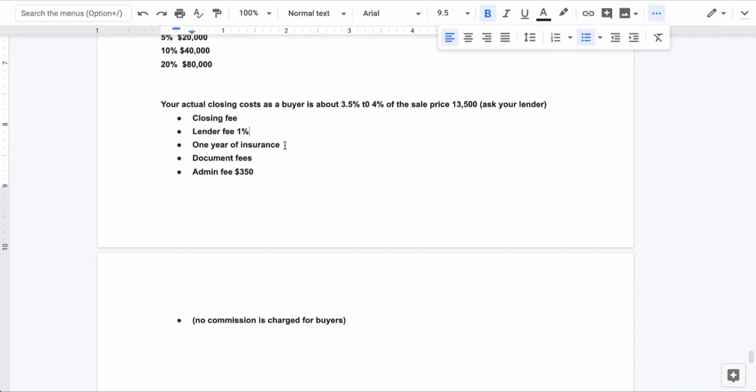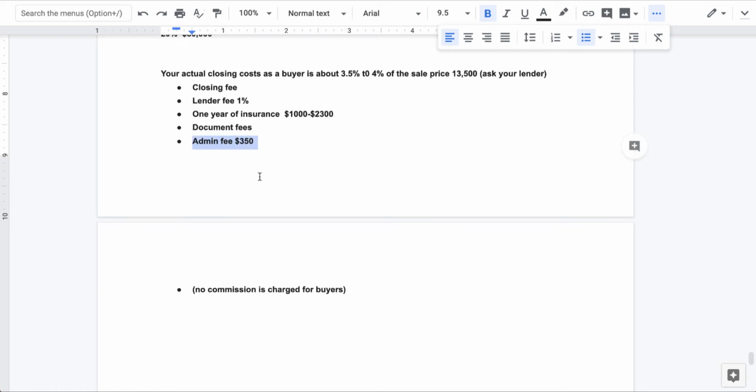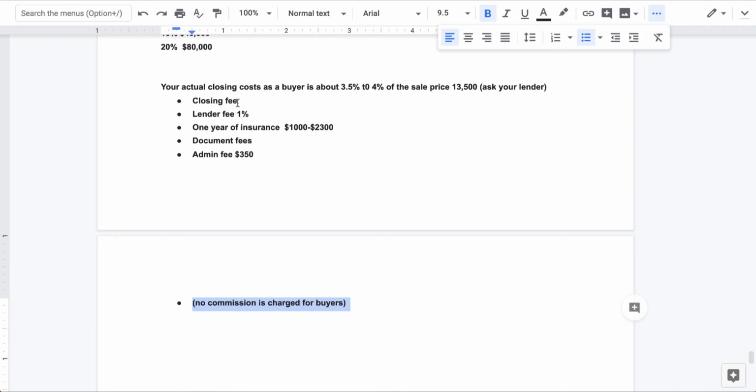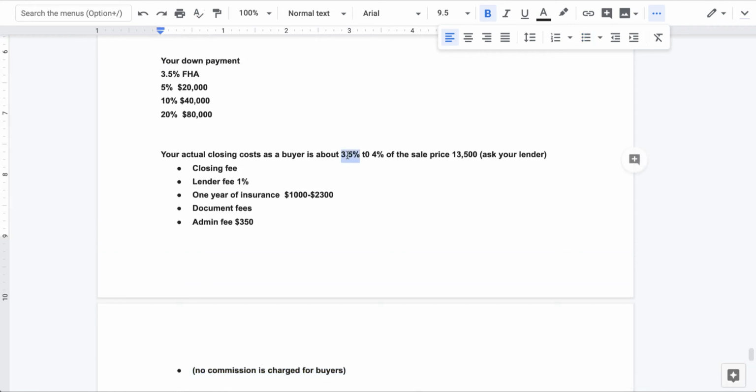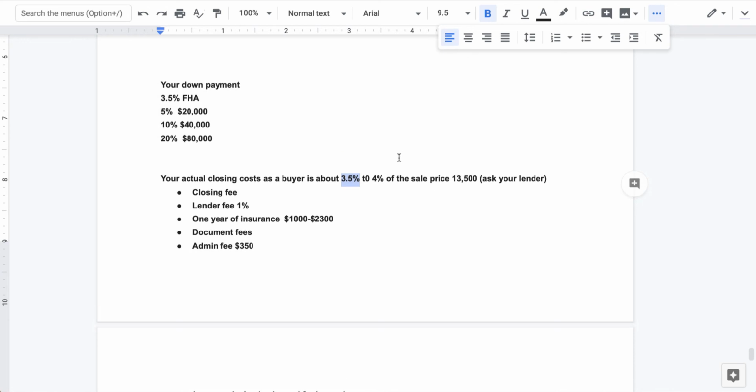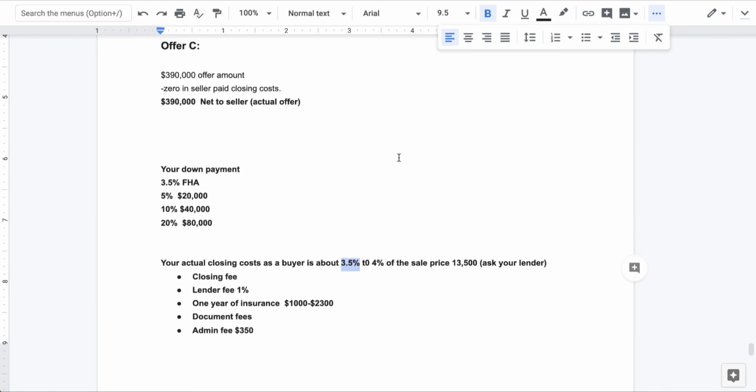You have to pay a whole year's insurance up front. That could be anywhere from, on the low end, $1,000, depending on the size of the house, up to $2,300, depending on everything. Then just some small document fees. You have an admin fee charged by my broker and me, usually $350, and then there is no commission charge, so you don't pay commission as a buyer. But all these together usually add up to, like I said, right around 3.5% to 4%. And so that's what you have to understand about closing costs.